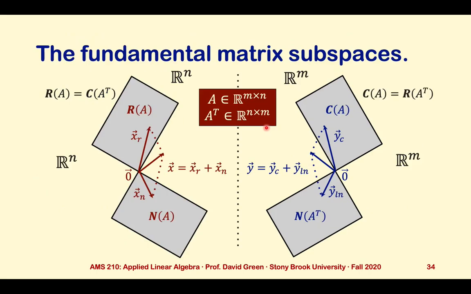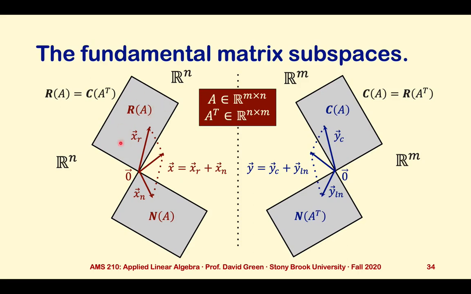Let's pause here to consolidate all of the things that we've seen so far. We have a matrix A, it's m by n, that we can always transpose to define a matrix that's n by m. This matrix has four subspaces associated with it. Four fundamental matrix subspaces.